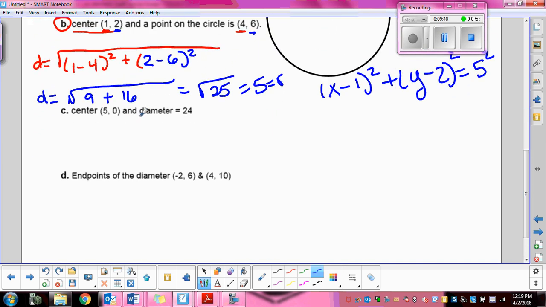Alright guys, I want you to try the rest. Remember, the diameter is twice the radius. We can't use the diameter directly. It's not the same as squaring it. To get the radius from the diameter, you're just going to divide it by 2, which is not the same as squaring it or taking the square root. So we need the radius, which is half of 24, divided by 2, which is 12.